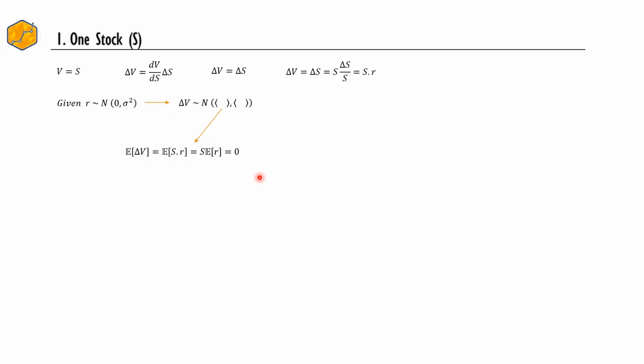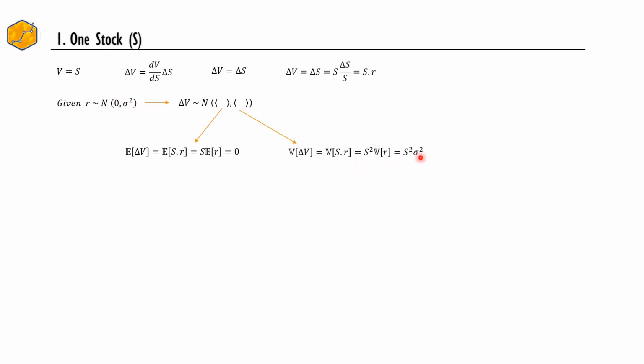Okay. The other parameter comes from variance algebra. What is the variance of delta V? Simple: variance of S times R. S will come out as S squared times variance of R. Variance of R, from the assumption, is sigma squared.